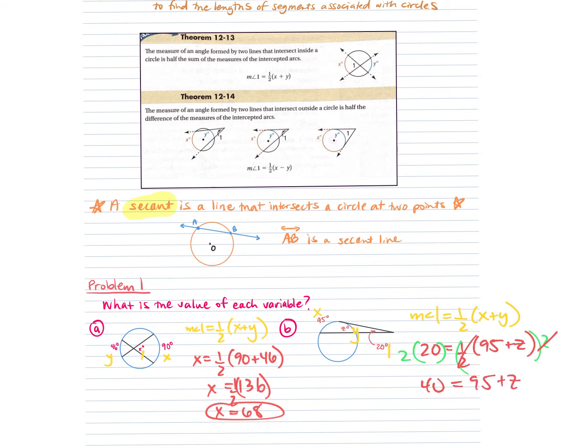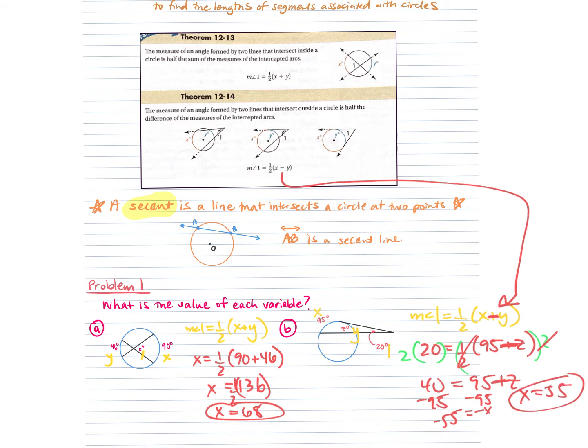Oh, does everybody see my mistake? This is a minus here. Sorry. So this should be minus. I'm like, why is this not working out? Okay, so subtract 95 from both sides. 40 minus 95 is negative 55 equals negative z, so z is 55 degrees.